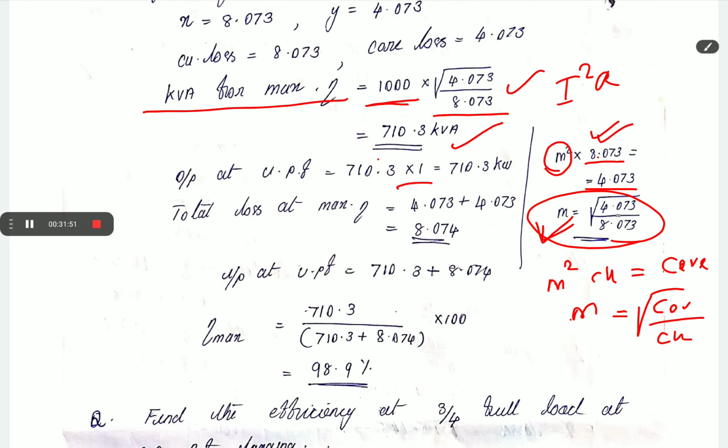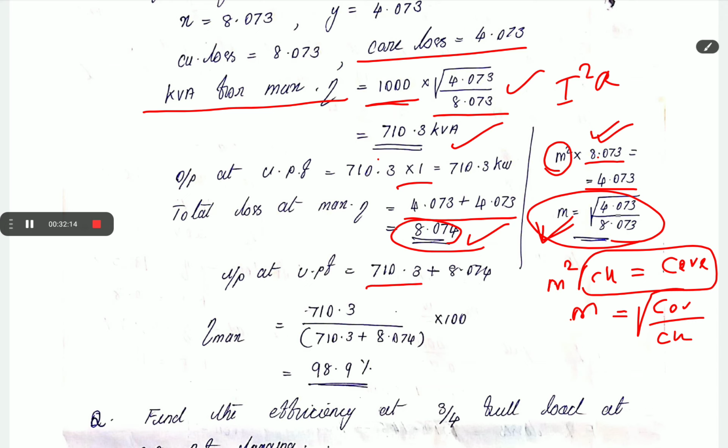So total losses at this maximum efficiency എന്തായിരിക്കും? Maximum efficiency time, you know that copper loss is equal to core loss. So core loss is the constant loss. You know the core loss value, that is core loss is 4.073. So 2 times that value will be your total losses at maximum efficiency condition. So input കണ്ടുപിടിക്കാൻ എന്ത് ചെയ്യുക? These total loss അതിനോട് ഔട്ട്പുട്ടിനോട് പ്ലസ് ചെയ്താൽ മതി. 710.3 plus that total losses will give you input at unity power factor.